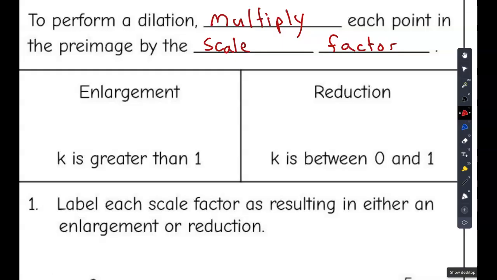Here are the rules about the scale factor. If it's an enlargement, when K is greater than 1, it's going to get bigger. And if K is in between 0 and 1, it's going to get smaller. So numbers like decimals less than 1 and fractions less than 1, when you multiply by them, are going to reduce the figure. And when you multiply by numbers bigger than 1, it's going to enlarge it.